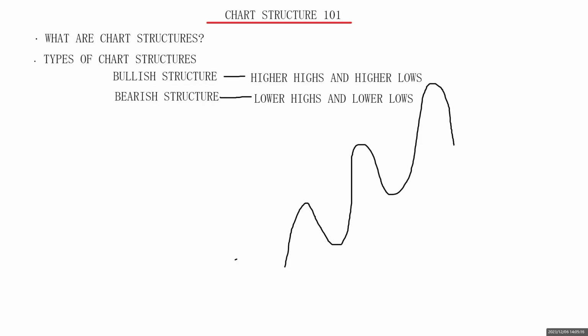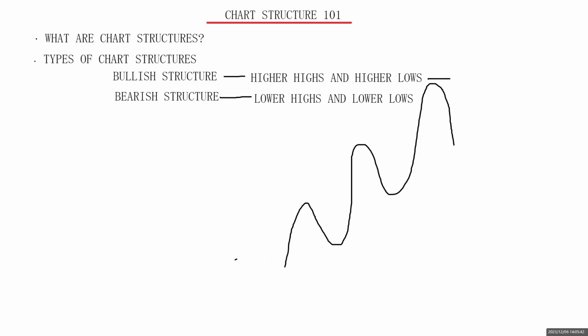Now, this push and exhaustion movement creates patterns. It creates patterns and creates structures. These structures are what we are going to check as chart structure traders: is this consecutive sequence that the market is creating making higher highs and higher lows, or lower highs and lower lows?